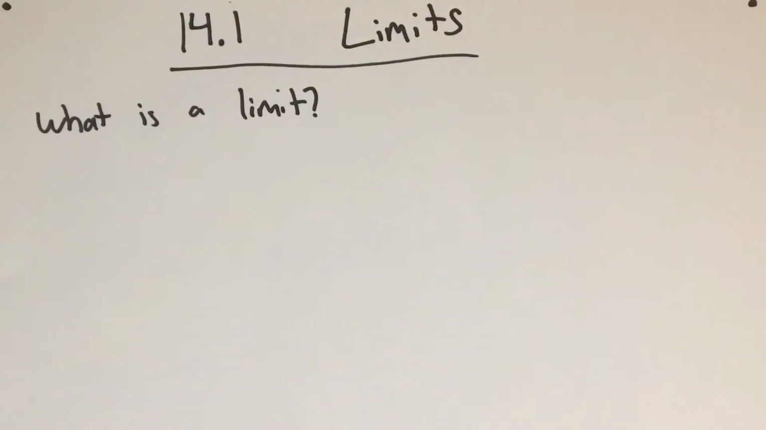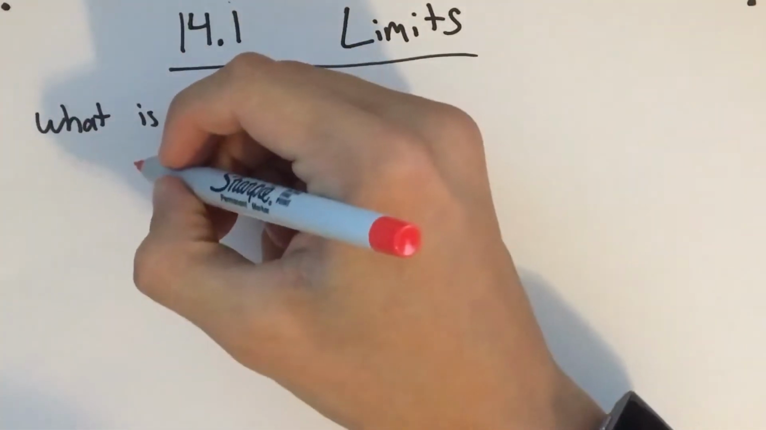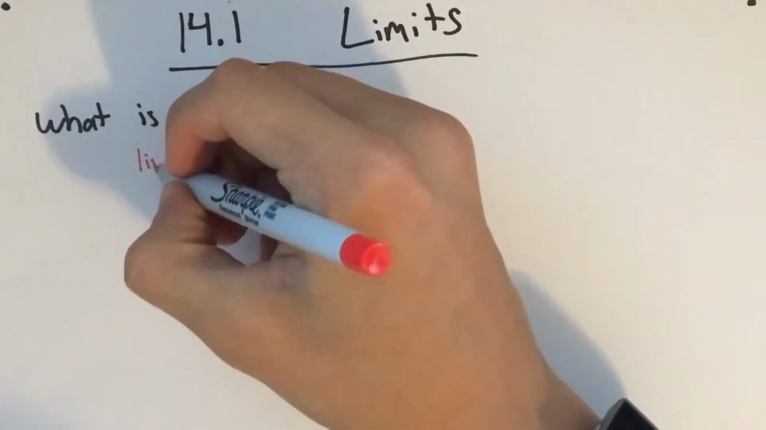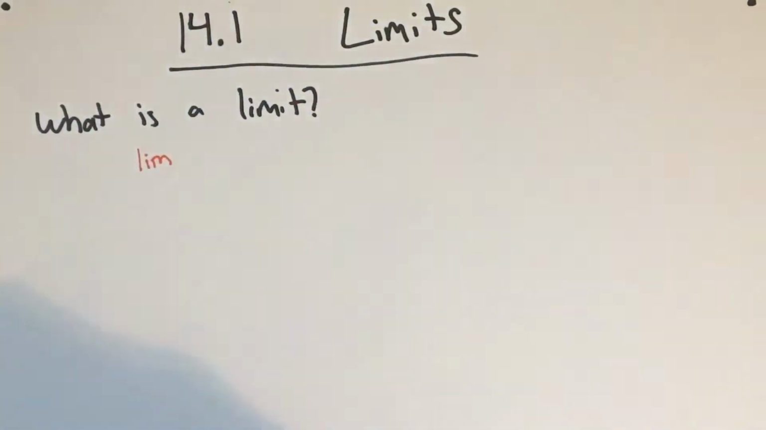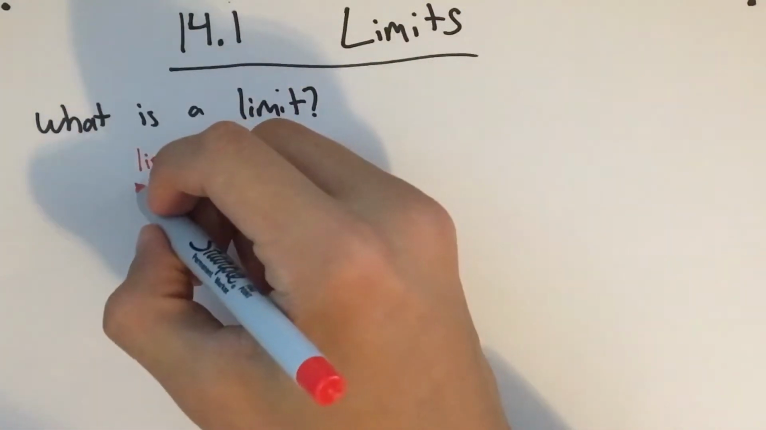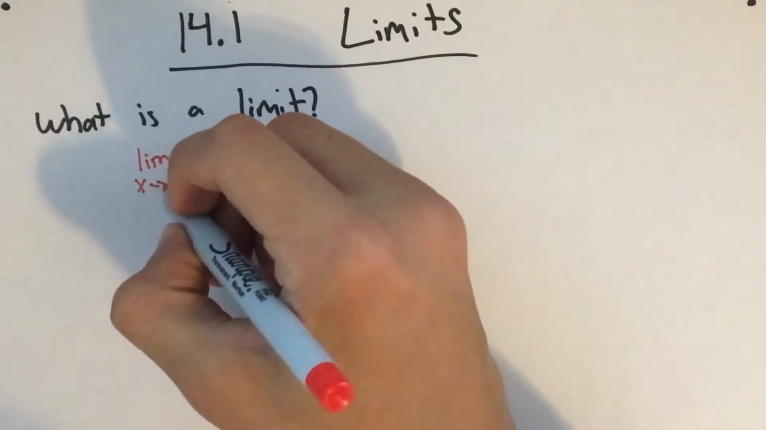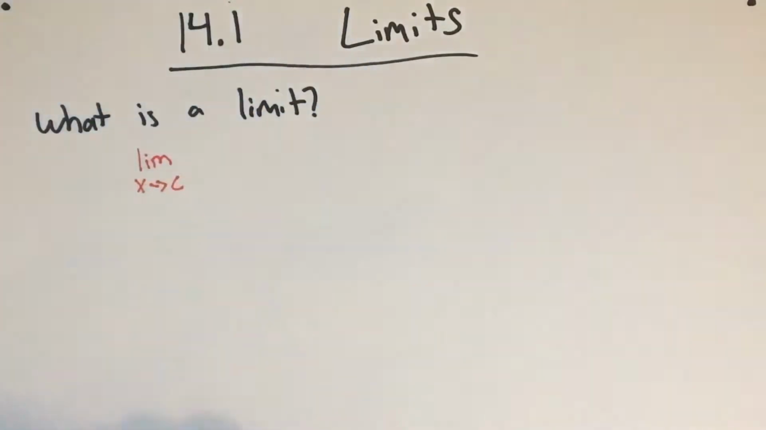14.1 Limits. So what exactly is a limit? A limit is the value of a function as x approaches c. And we can write this as LIM, which stands for limit. And below that we write x approaches c. And c stands for constant in this case.